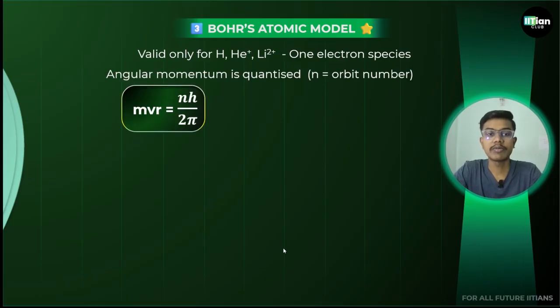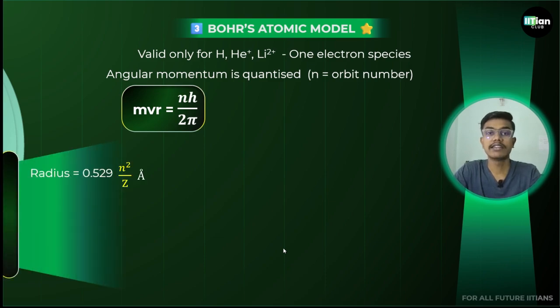According to it, angular momentum is quantized, that is mvr, mass of the electron times velocity of the electron times the radius of the orbit, is equal to nh by 2 pi. It is in discrete quantities, it is not continuous, it is quantized. n is the orbit number, h by 2 pi is constant, and h is Planck's constant.